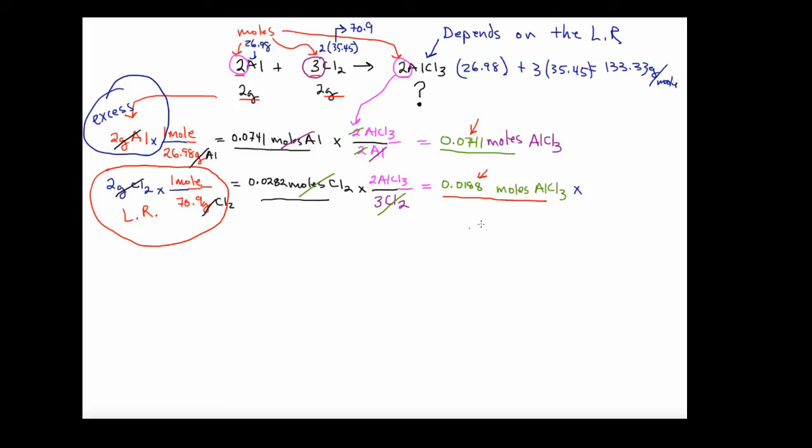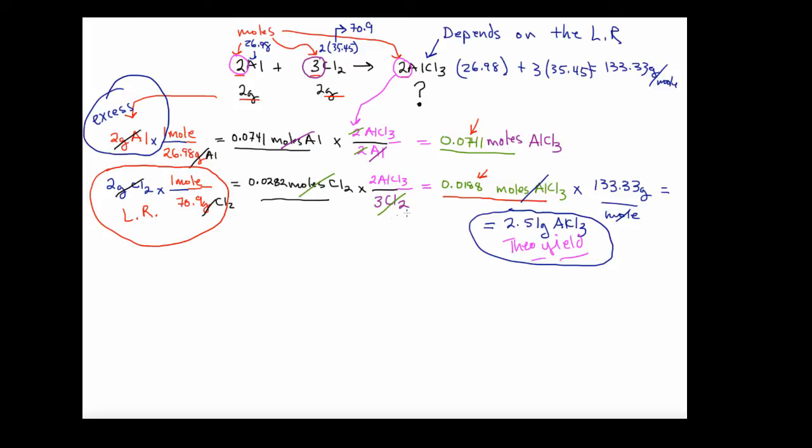All right, so coming down here, we're going to multiply by 133.33 grams per mole, put my units in. Moles of AlCl3 cancel the moles of AlCl3, and we get our grams, which is going to equal about 2.51 grams of AlCl3. And I'll circle this. This is our theoretical yield in mass of the product.